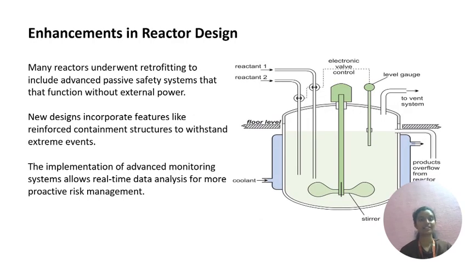The enhancements in reactor design. Many reactors underwent retrofitting to include advanced passive safety systems that function without external power. The new designs incorporate features like reinforced containment structures to withstand extreme events. The implementation of advanced monitoring systems allows real-time data analysis for more proactive risk management. Japan took the initiative and designed a safety system for extreme power events in nuclear energy systems.